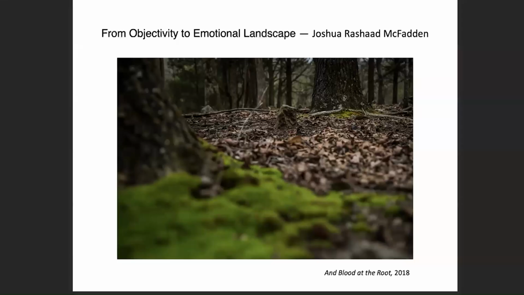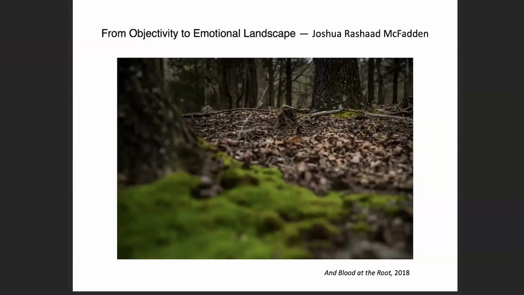And then the last photographer, when it comes to talking about emotional landscape, is Joshua Rashad McFadden. He is a visual artist and the assistant professor of photography at the Rochester Institute of Technology. And he uses portraiture, he uses archival imagery to explore the themes and concepts related to identity, masculinity, history, race, and sexuality. His practice provides a frame of reference that articulates the many personalities of Black men.